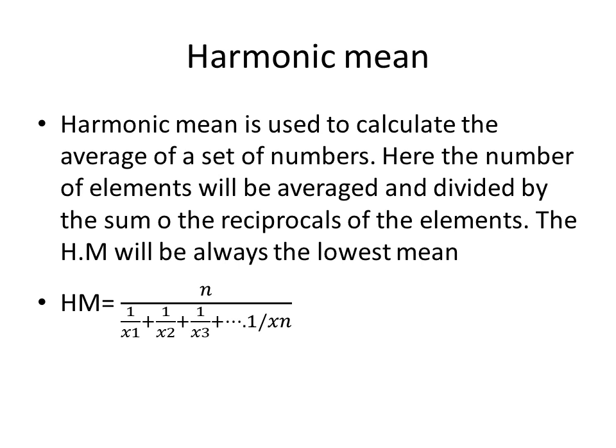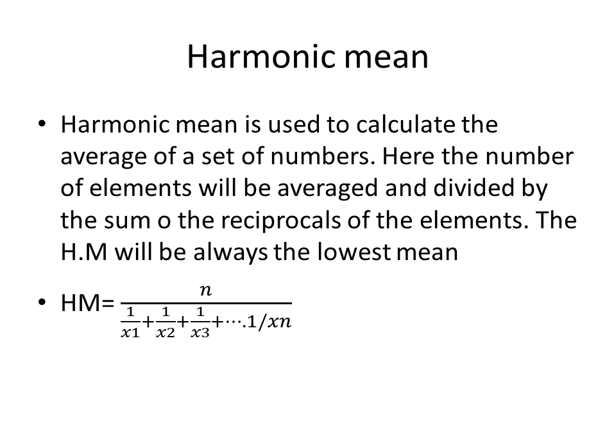Next is harmonic mean. Harmonic mean is used to calculate the average of a set of numbers. Here the number of elements is divided by the sum of the reciprocals of the elements. HM will always be the lowest mean. So harmonic mean is n divided by 1/x1 + 1/x2 + 1/x3 and so on up to 1/xn. This is the formula.